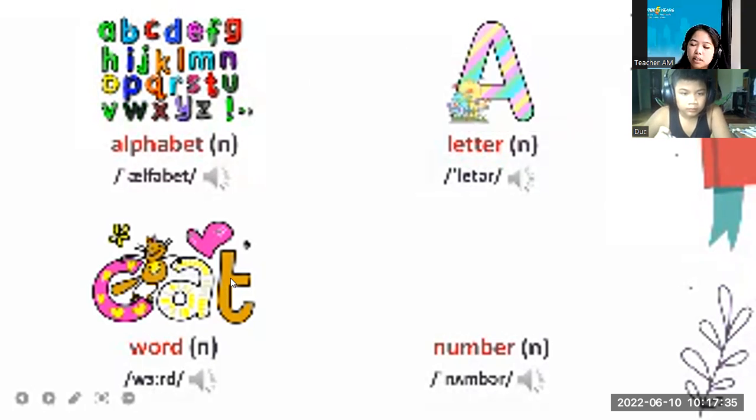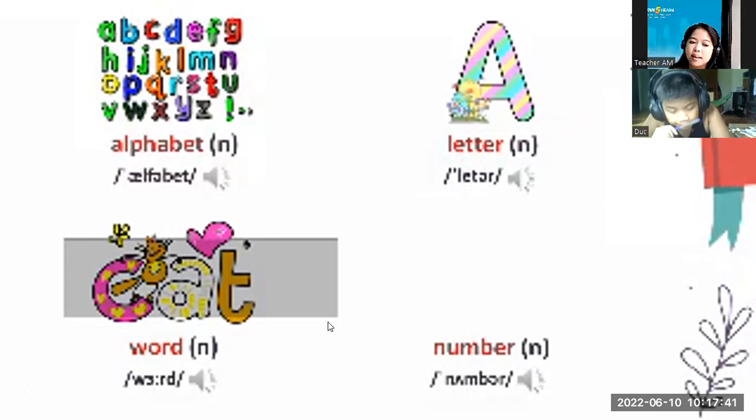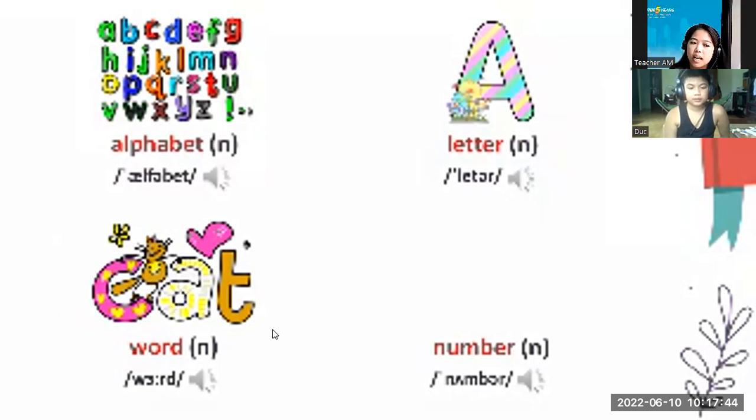Okay, so next we have word. Word. This is a word. Okay, what word is this? It's cat. Okay, so can you please give me another word? Can you please give me another word?